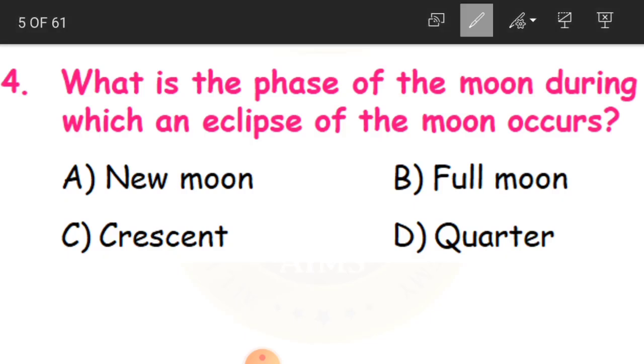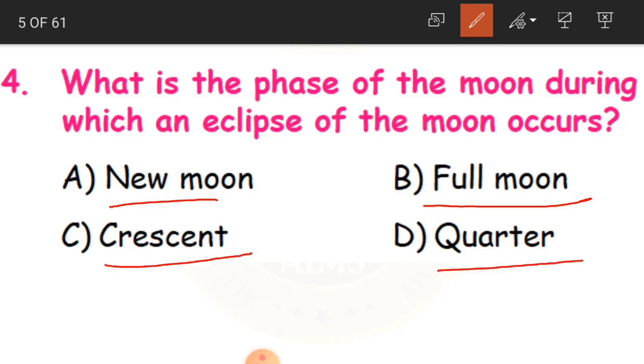The fourth question: what is the phase of the moon during which an eclipse of the moon occurs? Is it a new moon, full moon, crescent moon or quarter moon? Eclipse of the moon is nothing but lunar eclipse, so the phase is full moon. B is the correct answer. Okay, B is the correct answer, children. Now the next question.